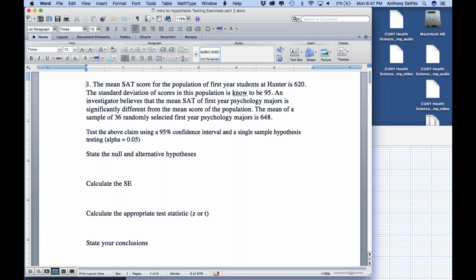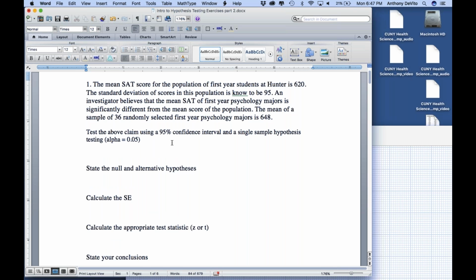An investigator believes that the mean SAT score of first-year psych majors is significantly different than the mean score of the entire population. The mean of a sample of 36 randomly selected first-year psychology majors is 648. So let's see what we know here. The first thing we know is that the mean for all Hunter students is equal to 620, and the standard deviation, sigma, for those students is 95.